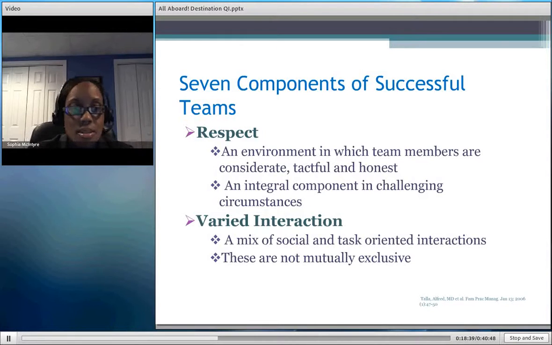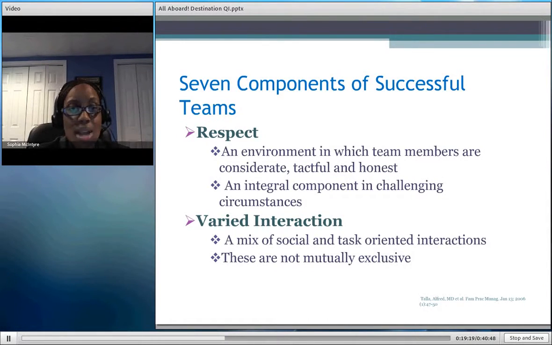Next is respect. And this should be intuitive, that in order for a team to be successful, there has to be respect of all team members. You want to make sure that you create an environment that is considerate, that's tactful, and that's honest. Respect is an integral component when you're in challenging circumstances.